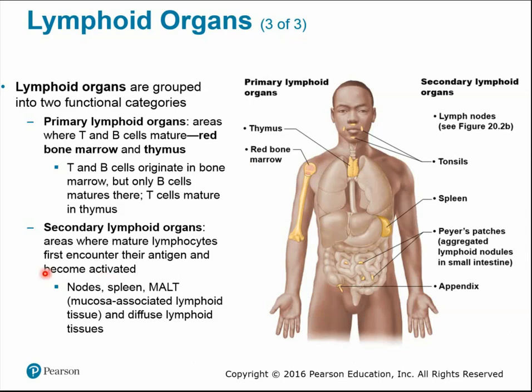So then the secondary lymphoid organs are pretty much everything else. So things like the lymph nodes, the spleen, the tonsils. So this is going to be areas where these mature T cells and B cells are now going to function and encounter antigens or pathogens and become activated to trigger an immune response.